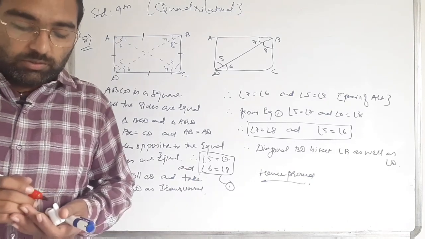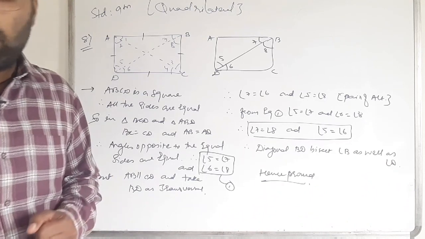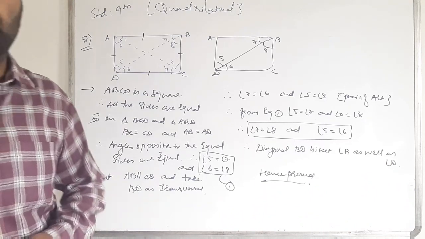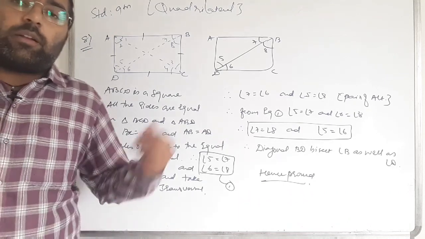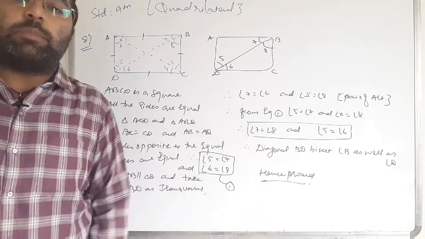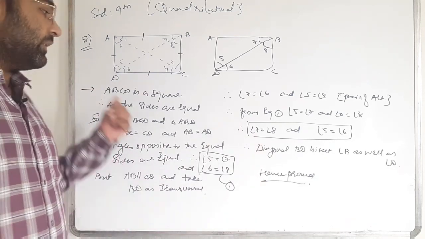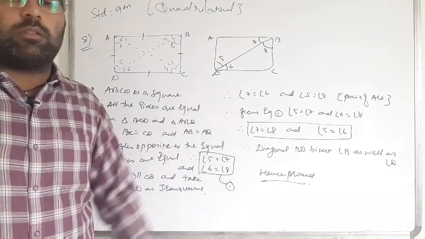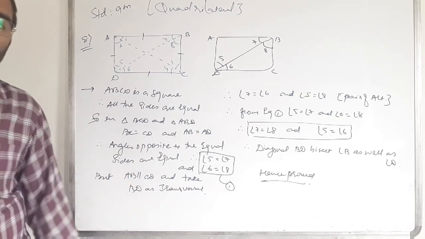Please note down this question. Please note down this part. After we have to prove that ABCD is a square, and we have already done the first part. Now this is the second part of the proof. Okay, so please continue from that.